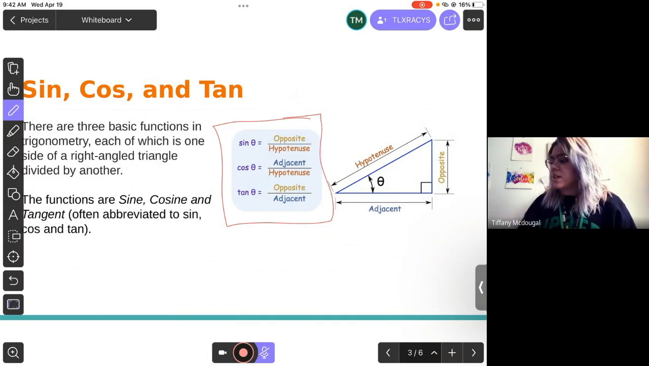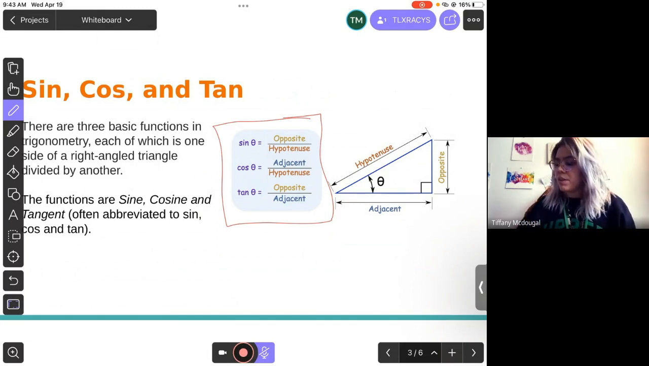So we can see that sine theta is equal to opposite over adjacent. Cosine theta is equal to adjacent over hypotenuse. And tangent theta is equal to opposite over adjacent. Did I say that wrong? Sine theta is equal to opposite over hypotenuse. Cosine theta is equal to adjacent over hypotenuse. And tangent theta is equal to opposite over adjacent.